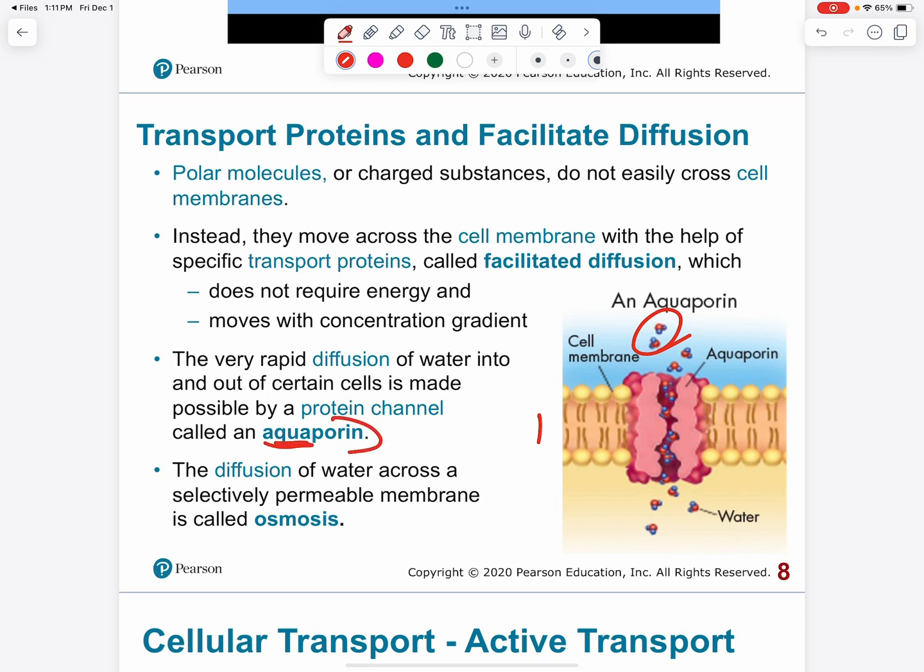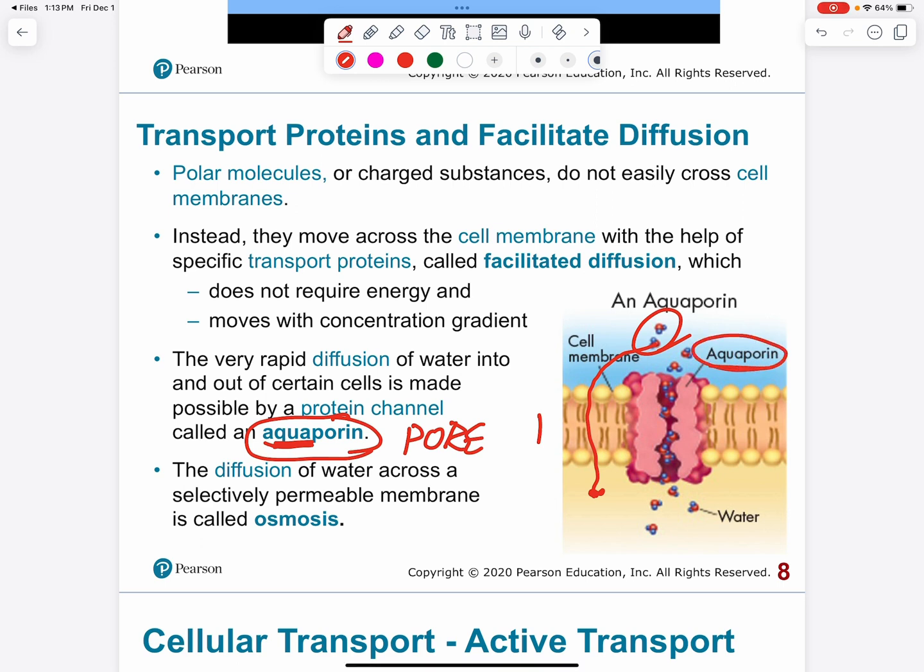It's called aqua for water, and it says pour. If water has to pass through here in large quantities quickly, it will need the help of a channel protein. Water can occasionally get through here okay, because it's such a small molecule. But if 2,000 students need to get into campus, you need to have a wider gate. That's what this channel protein is. If it is carrying water, it's called an aquaporin.